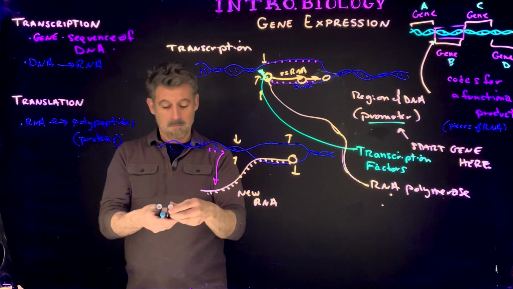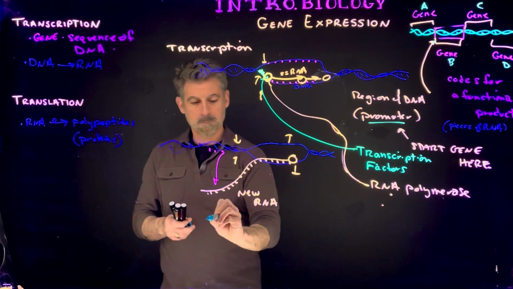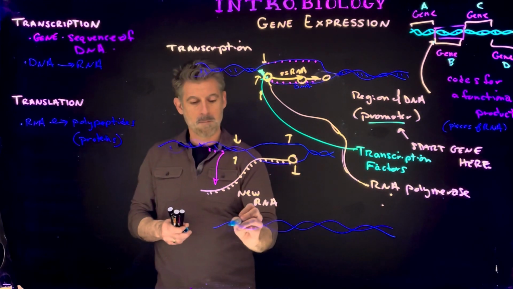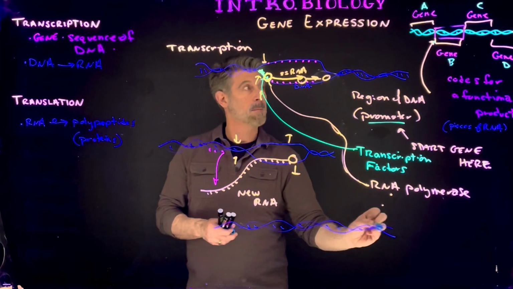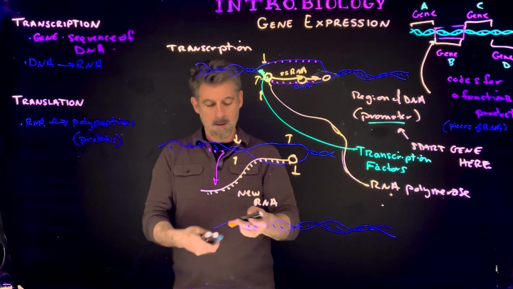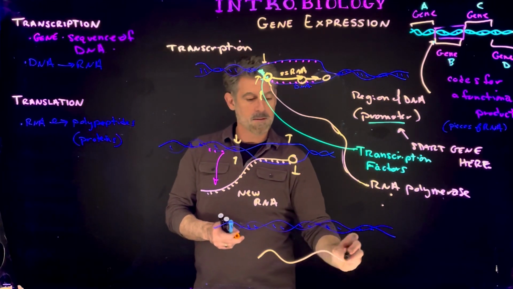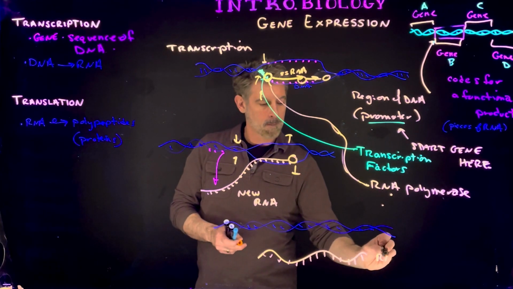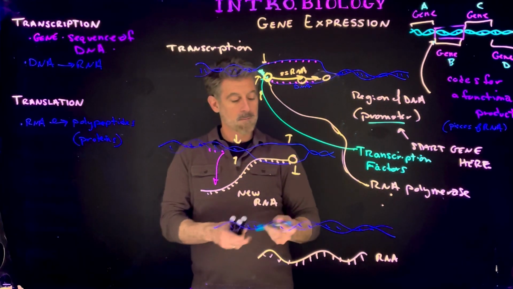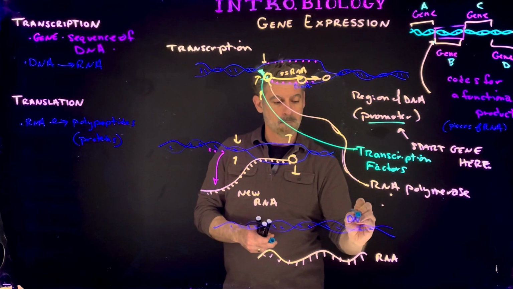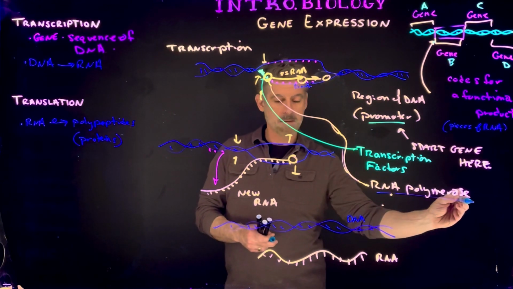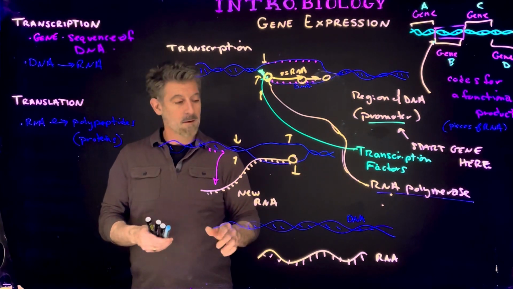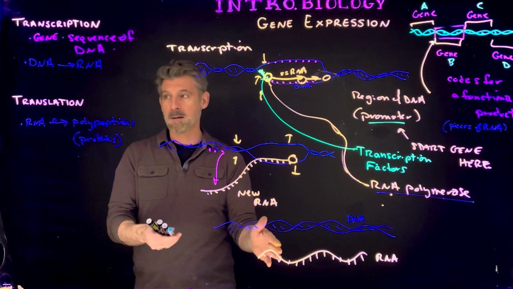And then in the end, when the whole process is over with, the DNA just goes back to how it was in the beginning, and we end up with a new piece of RNA that's been made by the enzyme RNA polymerase by reading the DNA. So that's kind of the end product.